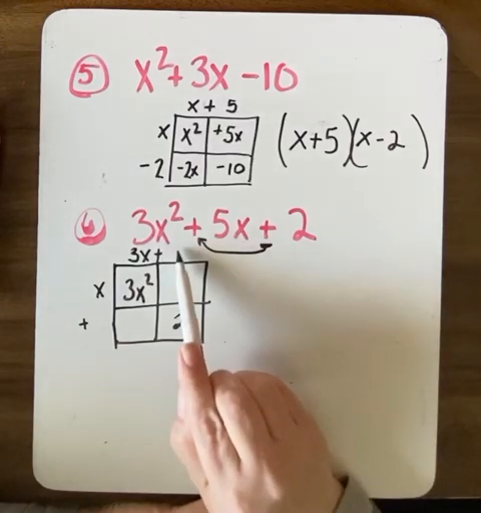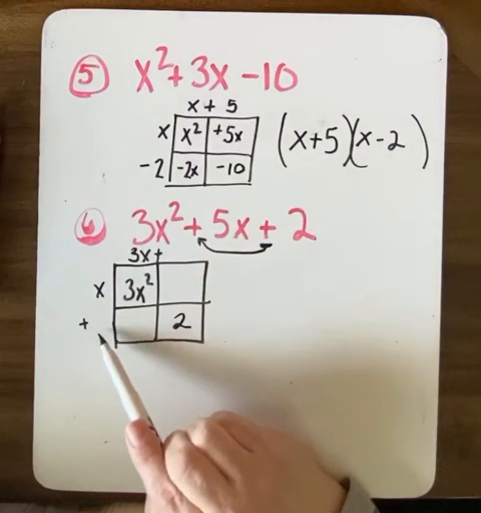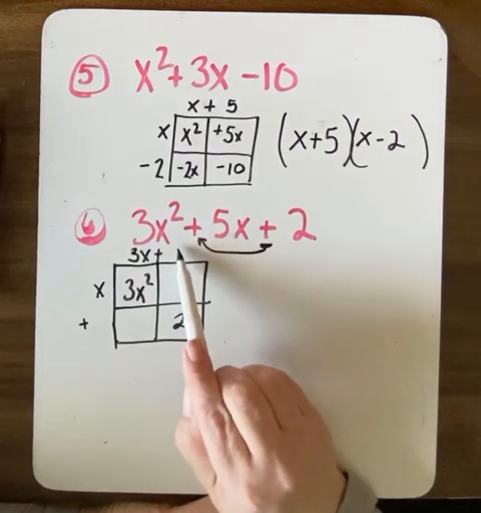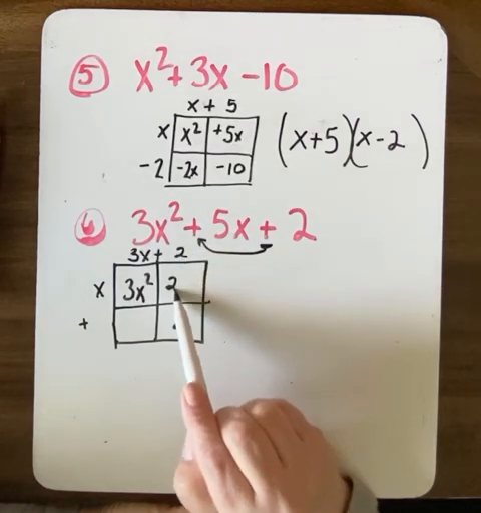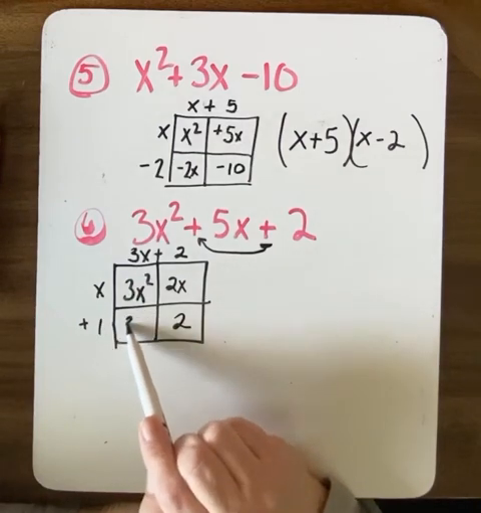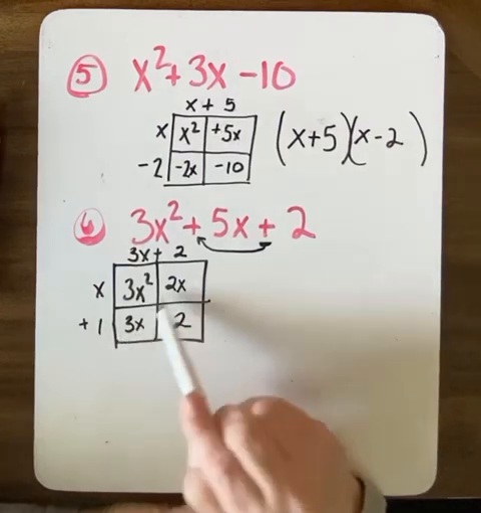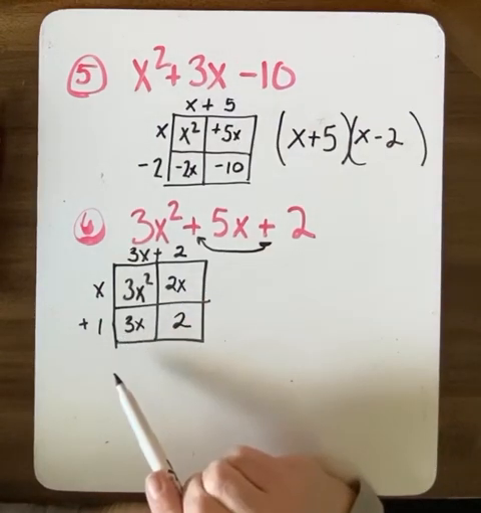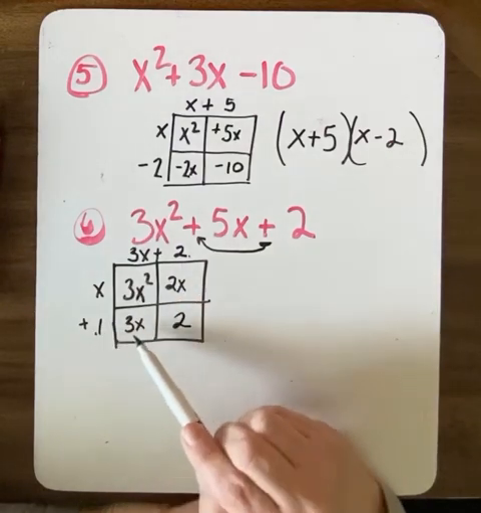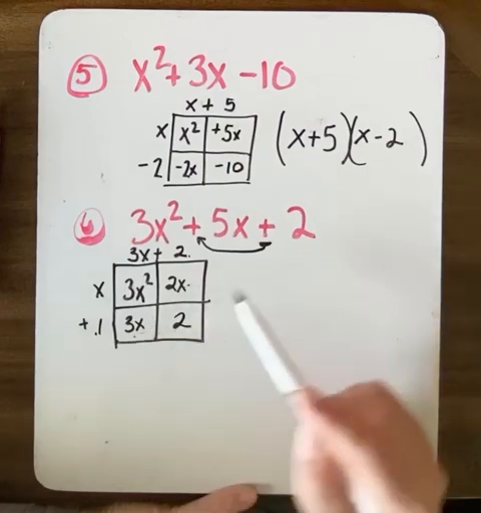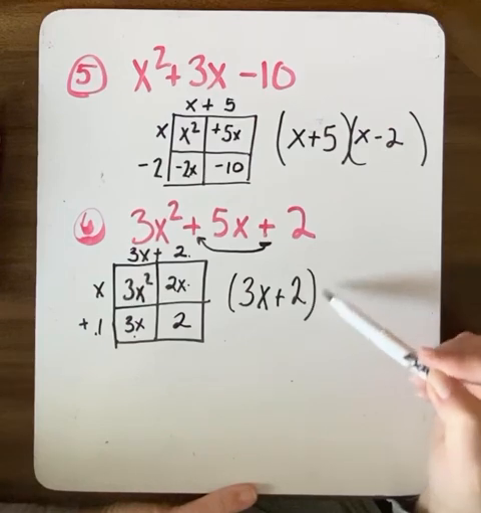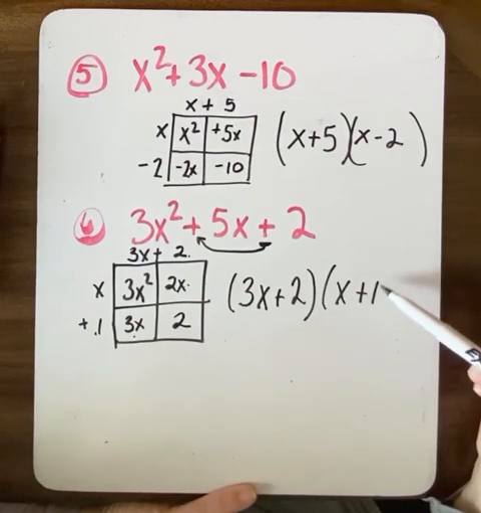So what I'm saying is, do I put the 2 here and the 1 here, or the 2 here and the 1 here? If I put the 2 here, this would give us a 2x positive. If I put the 1 here, that's going to give us a 3x, and that would combine to give us the 5x. So remember, one of the things that we can change is the location of these numbers to help us to get the correct middle term. And so our factors here are 3x plus 2 and x plus 1.